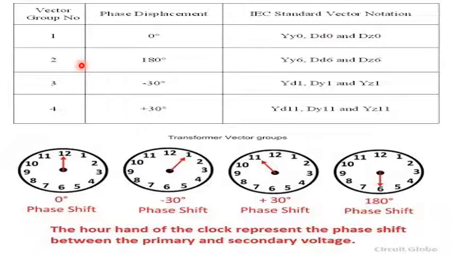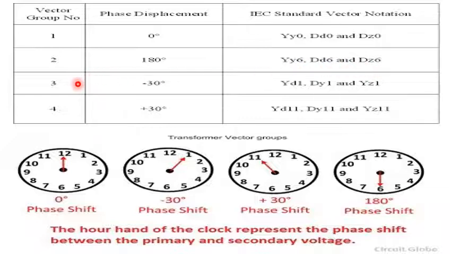And the second vector group is 180 degree phase displacement. So what are the standard vector notations we will get here? That is capital Y small y 6, because with 180 degree phase displacement the clock method representation is 6 o'clock. So the vector notations are capital Y small y 6, capital D small d 6 and capital D small z 6.